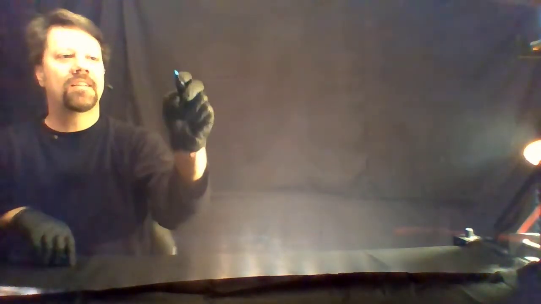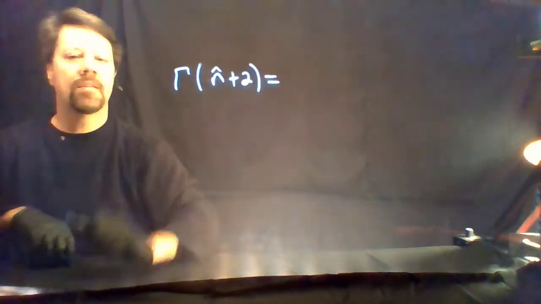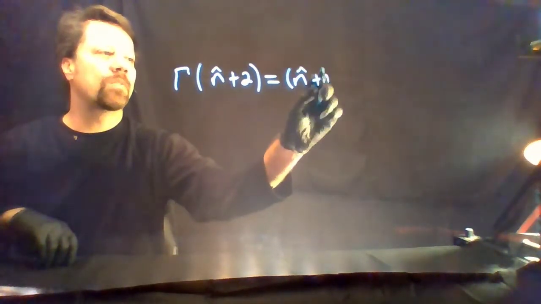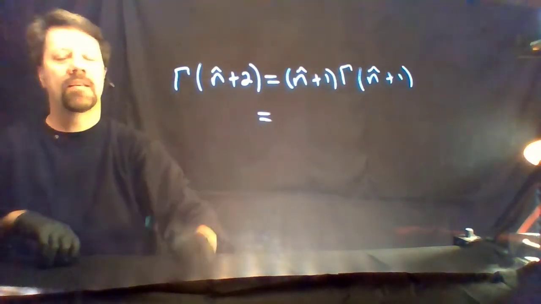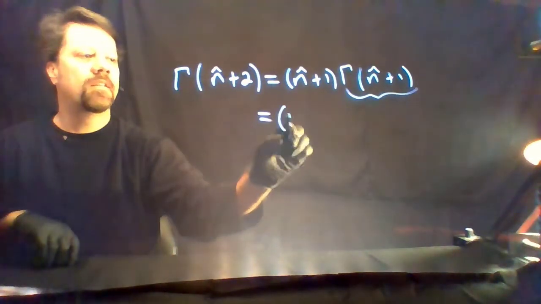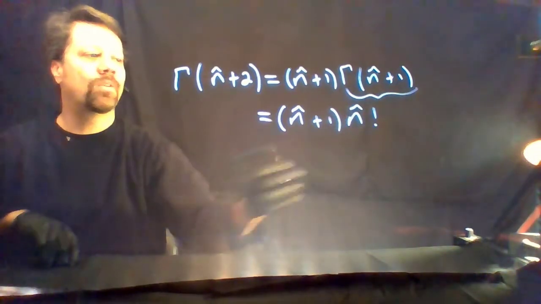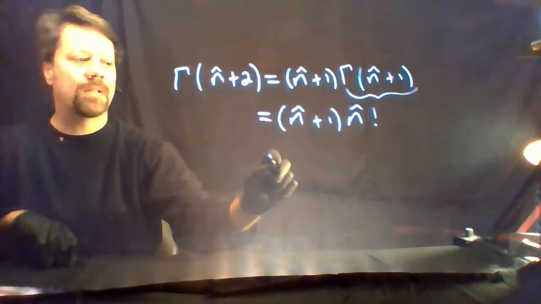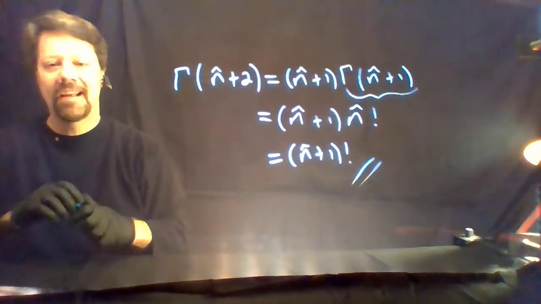To this end, we'll start with gamma of n hat plus 2, which, by the previous lemma, is n hat plus 1 times gamma of n hat plus 1. Now, we know by the induction hypothesis that gamma of n hat plus 1 is n hat factorial. And if you multiply n hat factorial by n hat plus 1, you get n hat plus 1 factorial. And that concludes the proof.